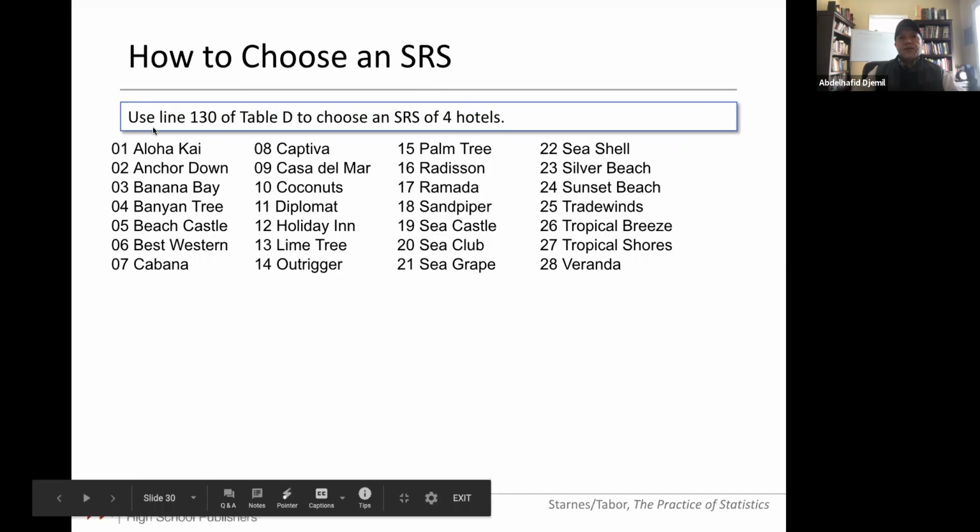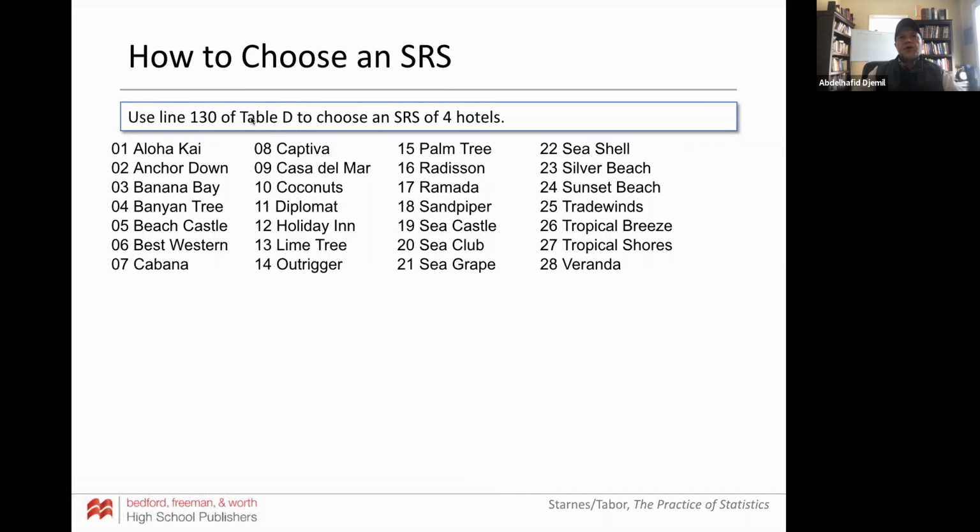How to choose an SRS. We're going to be taking from the table only one line, line 130, and we want to choose 4 hotels from among this list of hotels. We want to choose them for a certain experience or experiment or whatever. How do we choose the 4 hotels? Using the SRS from 28 hotels.